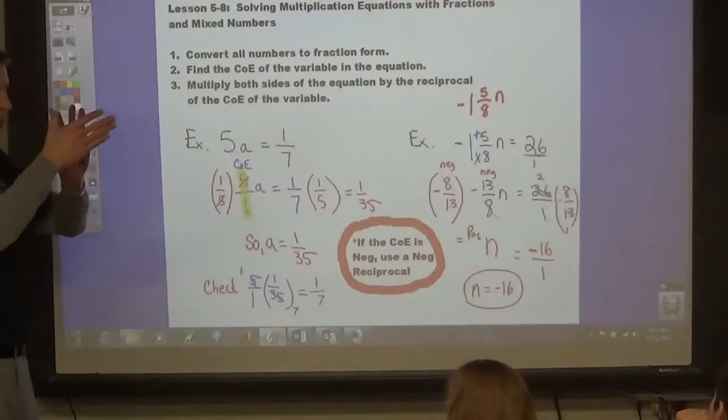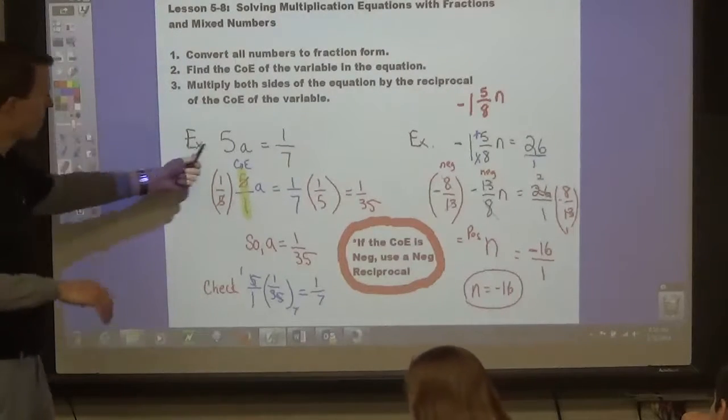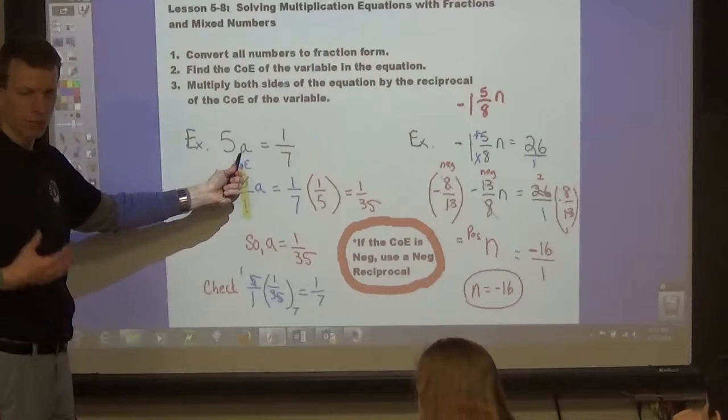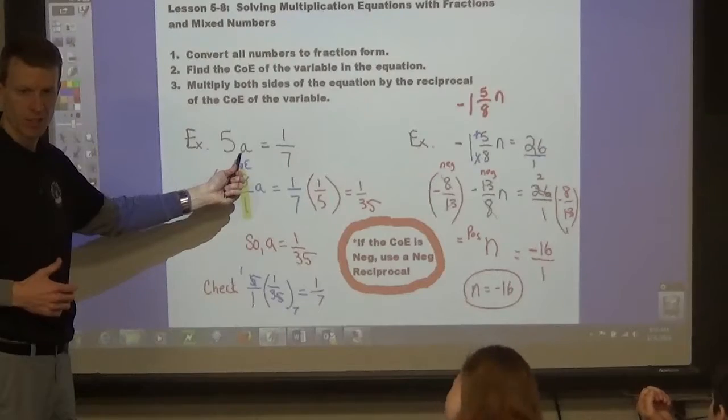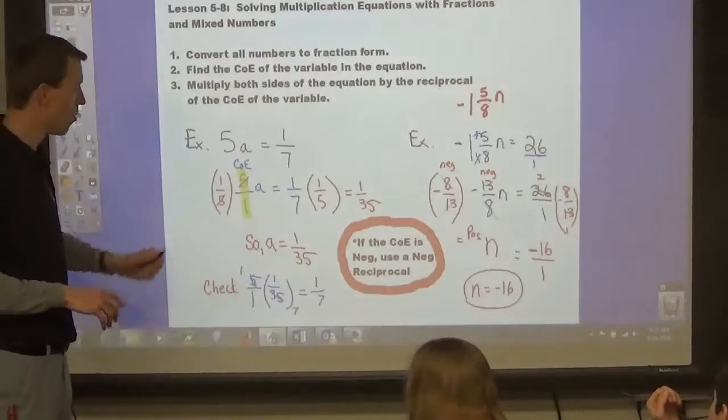See, it's like this puzzle. We got to figure out how do you get, you got all this stuff. How do we get this to 1a? Well, you multiply by the coefficient. Sorry, multiply by the reciprocal. You flip the coefficient over.